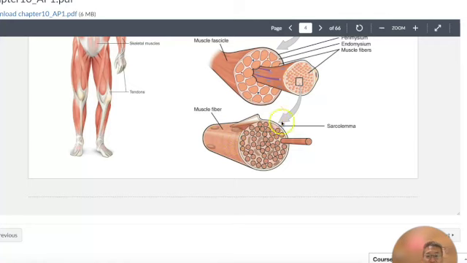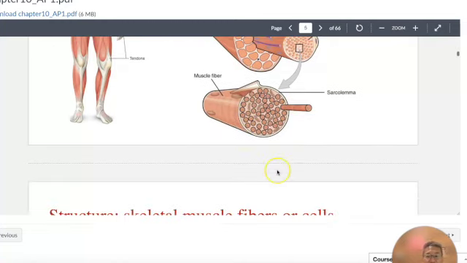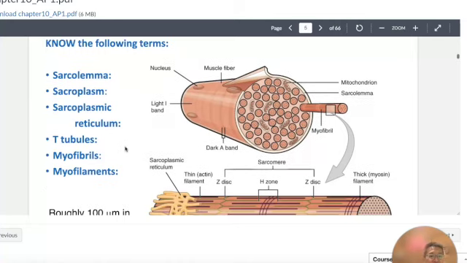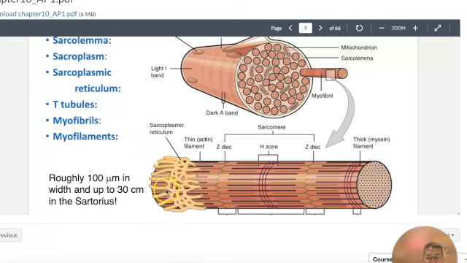Okay. Inside the muscle fiber, we have this thing called a sarcolemma. Sarcolemma. So we're going to study one of these, a muscle fiber. Sarcoplasm is the same as cytoplasm on a cell. Sarcoplasmic reticulum, same thing as the reticulum in the cell. This part holds calcium; it releases calcium and stores it.